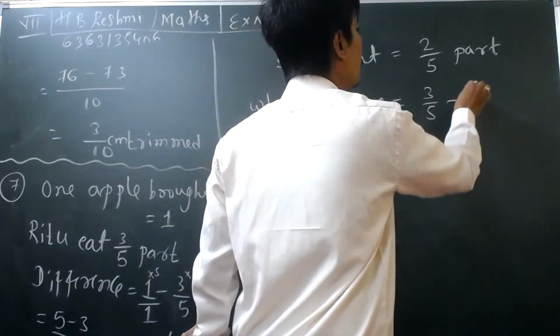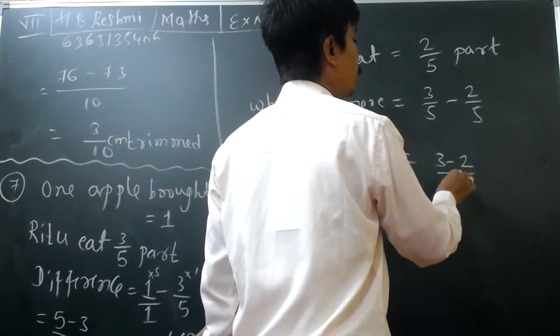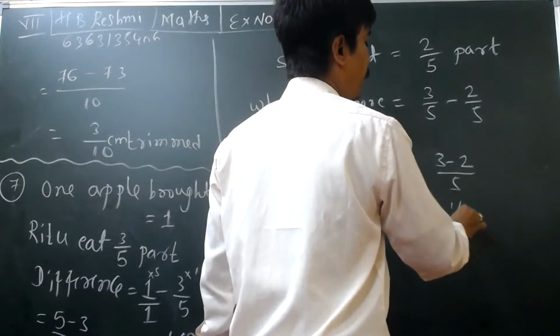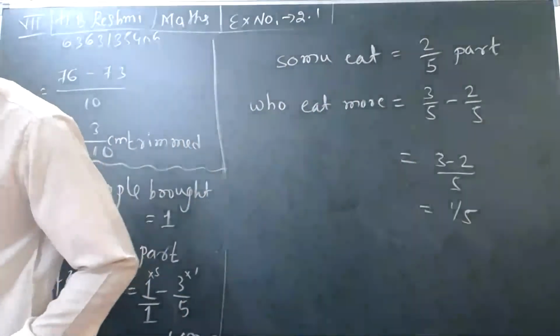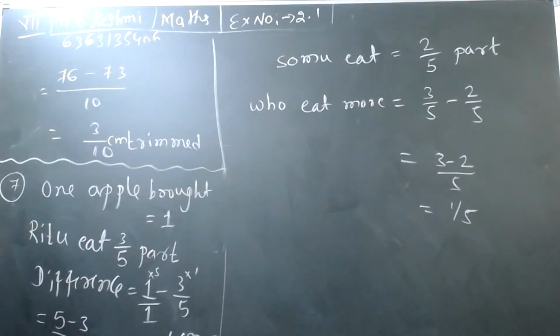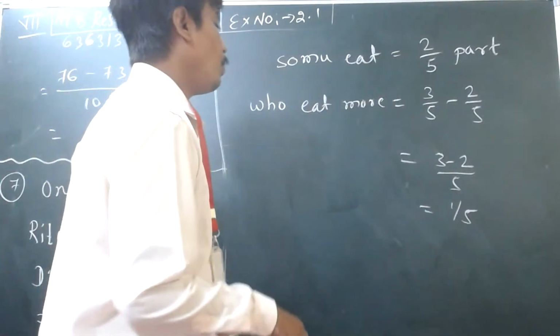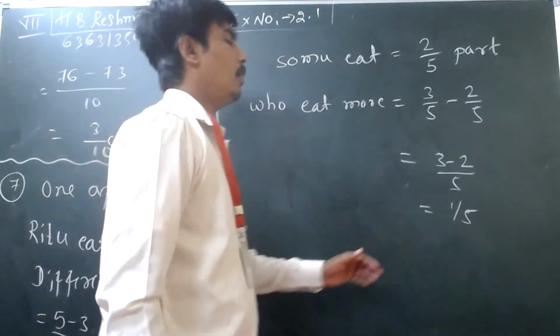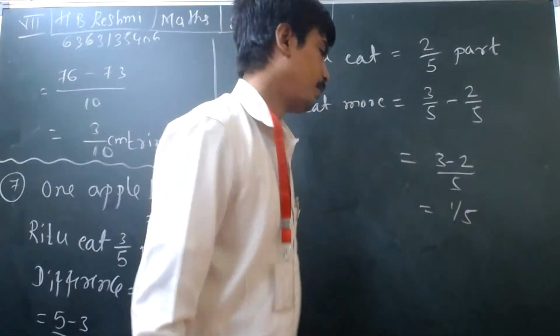3 by 5 minus 2 by 5. And the answer is 3 minus 2 upon 5. It will be 1 by 5. What is this 1 by 5 means? Ritu ate a longer share. Means we can say that Ritu ate more. How much she ate? 1 by 5 part more than her brother.